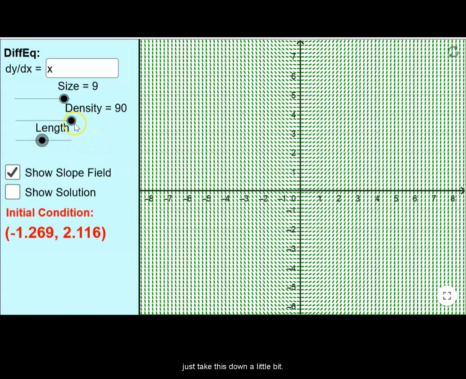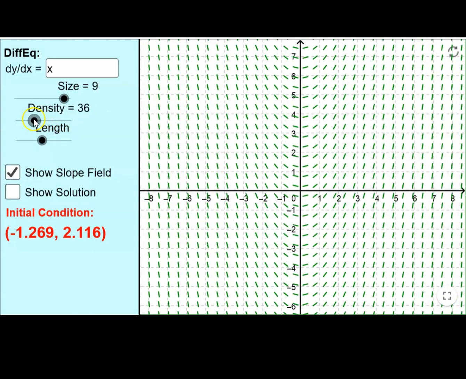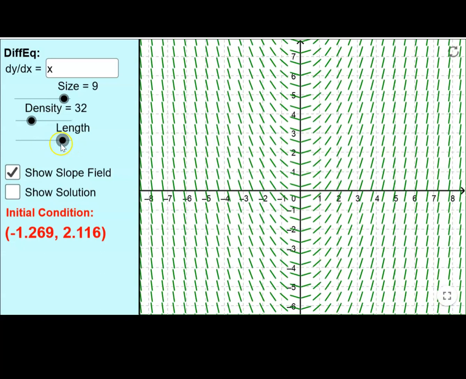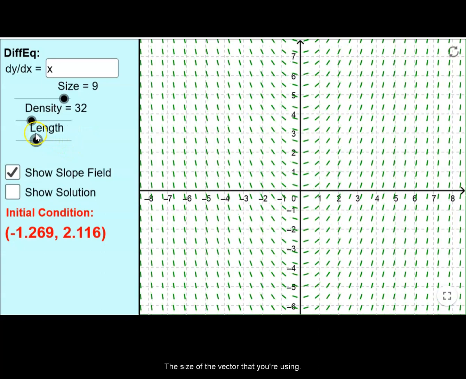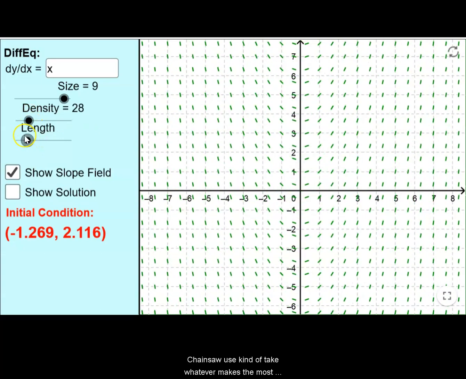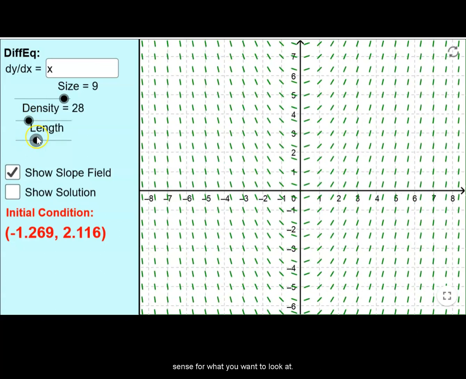develops here. So let's take this density down a little bit. You don't need a ton, but you can definitely see what's going on. You can see the flow pattern, as I like to call it. So you don't need it super dense. Obviously, you can increase the size of the vectors that you're using. You just pick whatever makes the most sense for what you want to look at.